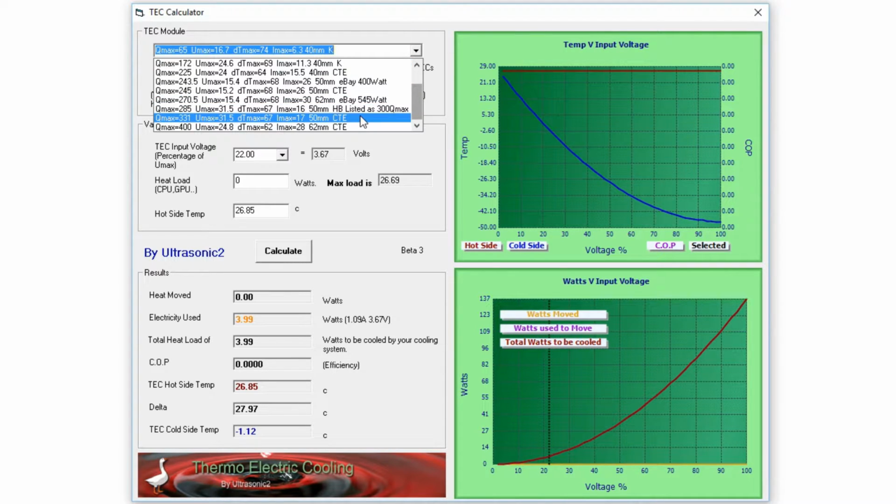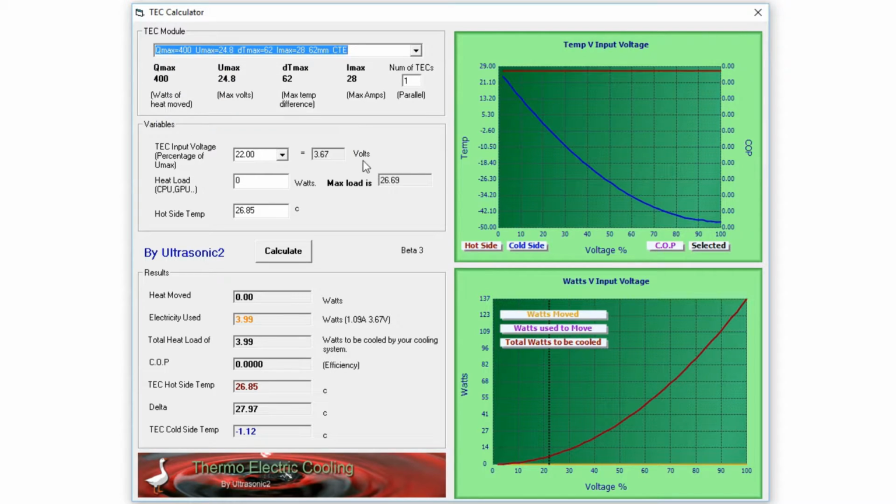So at the top you have a selection of TECs, and like CT means the supplier, HP is a different supplier. There's a typical 545 watt eBay one, and so on. So you select your TEC. Then you have the number of them that's in parallel. Now that's physically next to each other, not electrically in parallel. Well, they are electrically in parallel as well, but that's what's implied by that. Then you can select the percentage of input voltage.